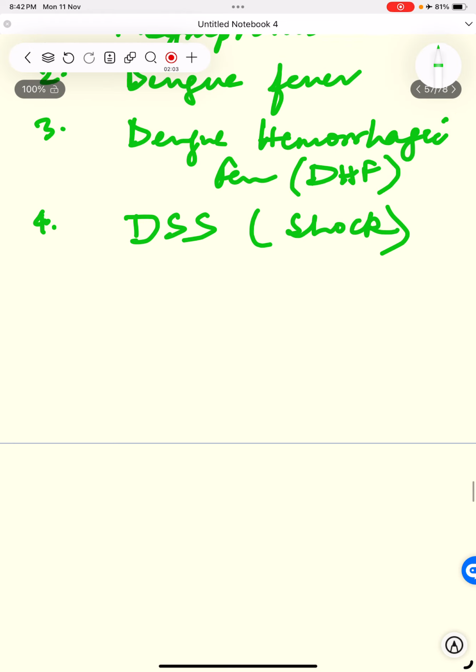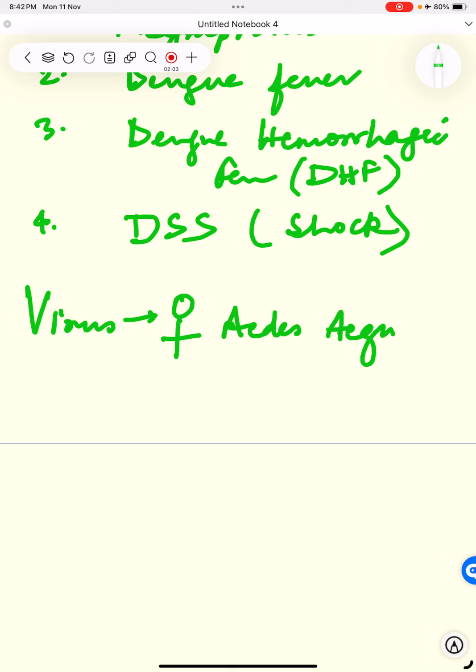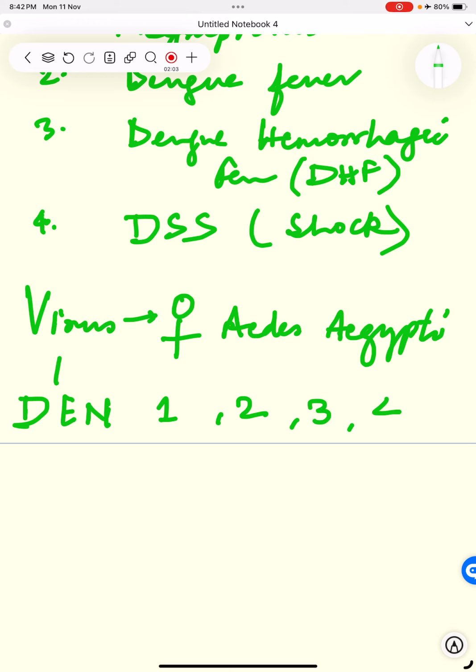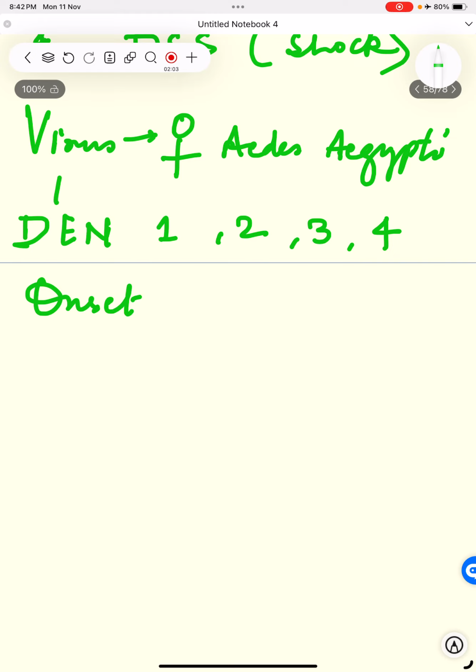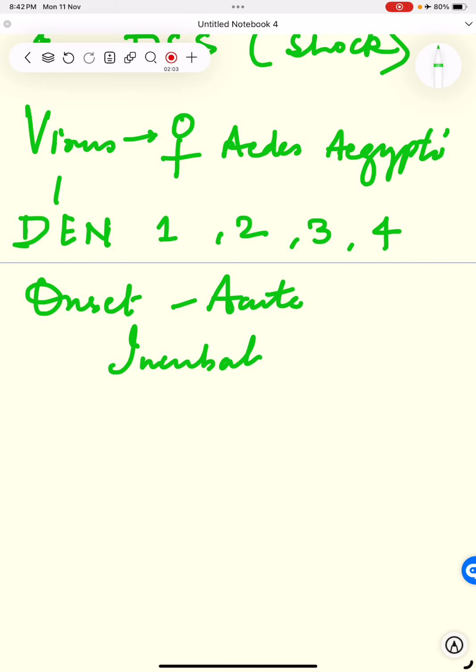Now, as we know, this virus is harbored by a female Aedes aegypti mosquito, and it's actually of 4 types. So dengue 1 virus, dengue 2 virus, dengue 3 virus and dengue 4 virus. Now of course the onset is acute, but the incubation can range from 3 to 15 days.